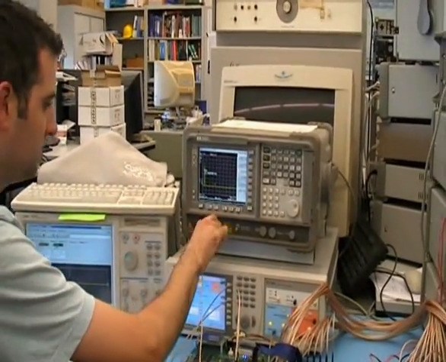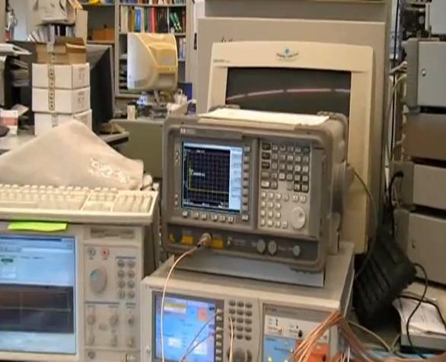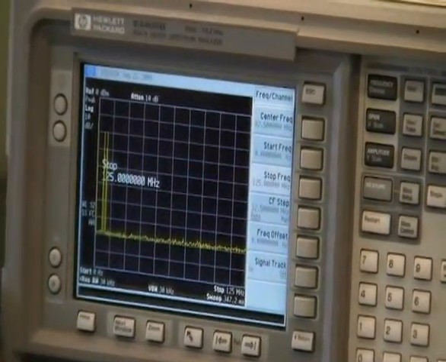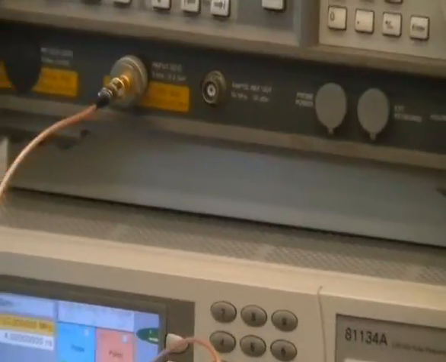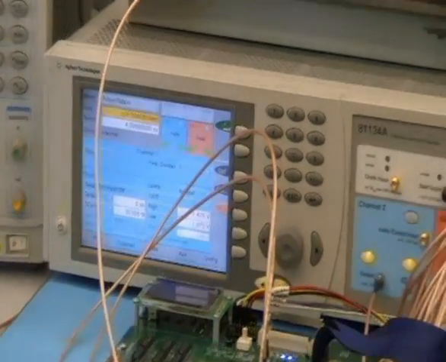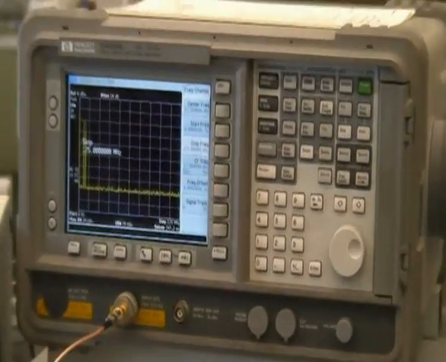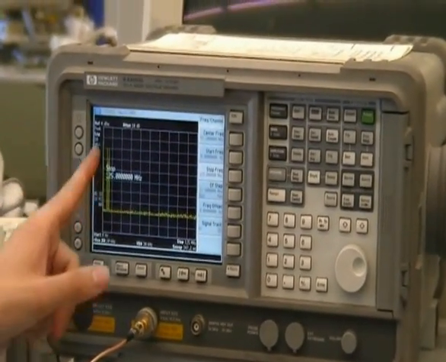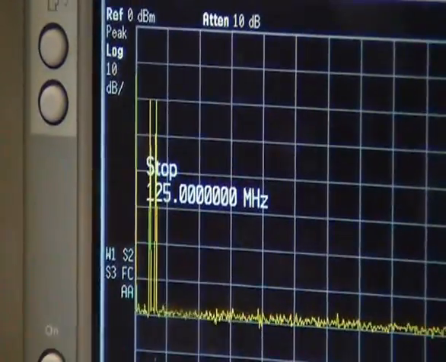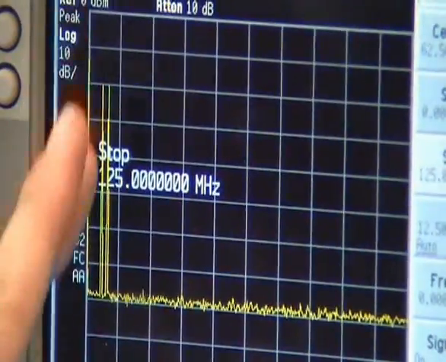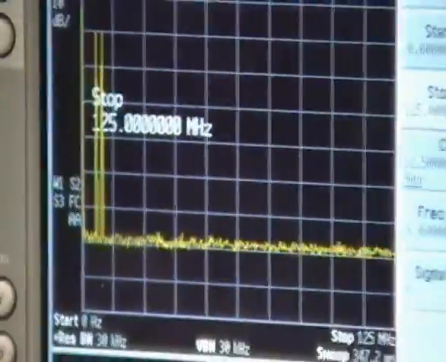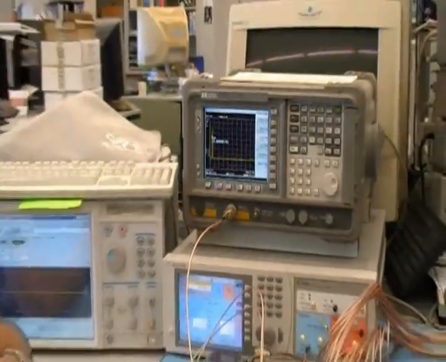The signal is 250 megasamples per second at this moment. The clock is 250, so it's 250 megasamples per second, and you see here the two frequencies, the two tones, in the frequency domain.